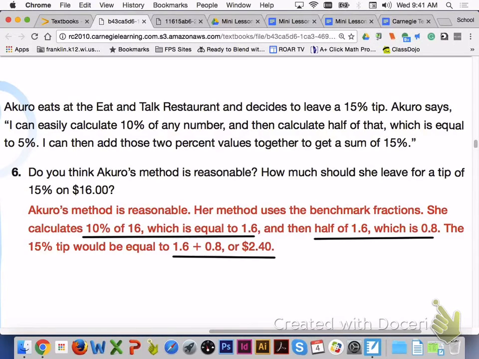For number 6, Akuro's method is reasonable. She is using benchmark fractions in order to help determine what the tip is. She calculates 10% of 16, which would be 1.6, and then half of 1.6, which would be 8/10. That's your 5%. The 15% tip would then be equal to the sum of 1.6 plus 0.8, which would be $2.40.